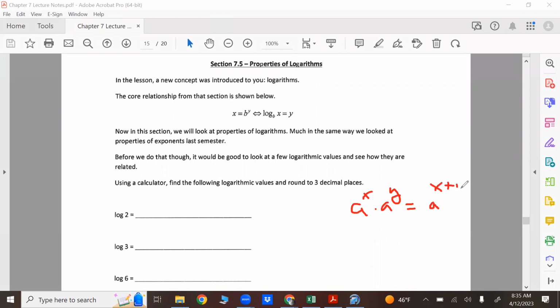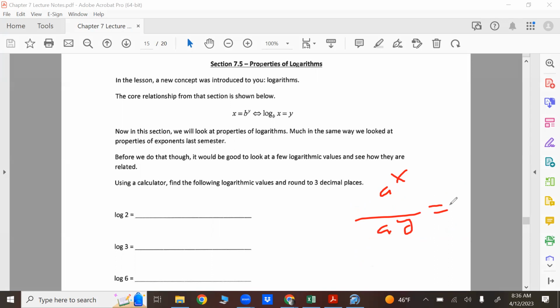Good, exactly. And that should make sense, because if you have 2 cubed times 2 to the 4 power, that's 2 to the 7 power, right? Because if you were to multiply it out, that's 8 times 16, which is 128. If I do 2, 4, 8, 16, 32, 64, 128, yeah, that makes sense, right? What if you had this? What would you do?